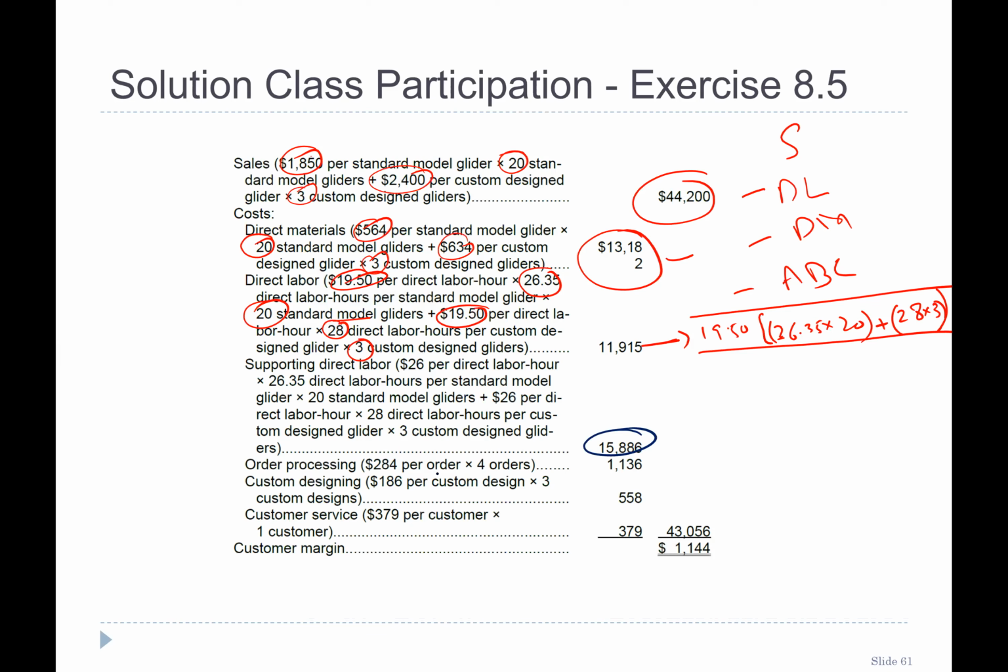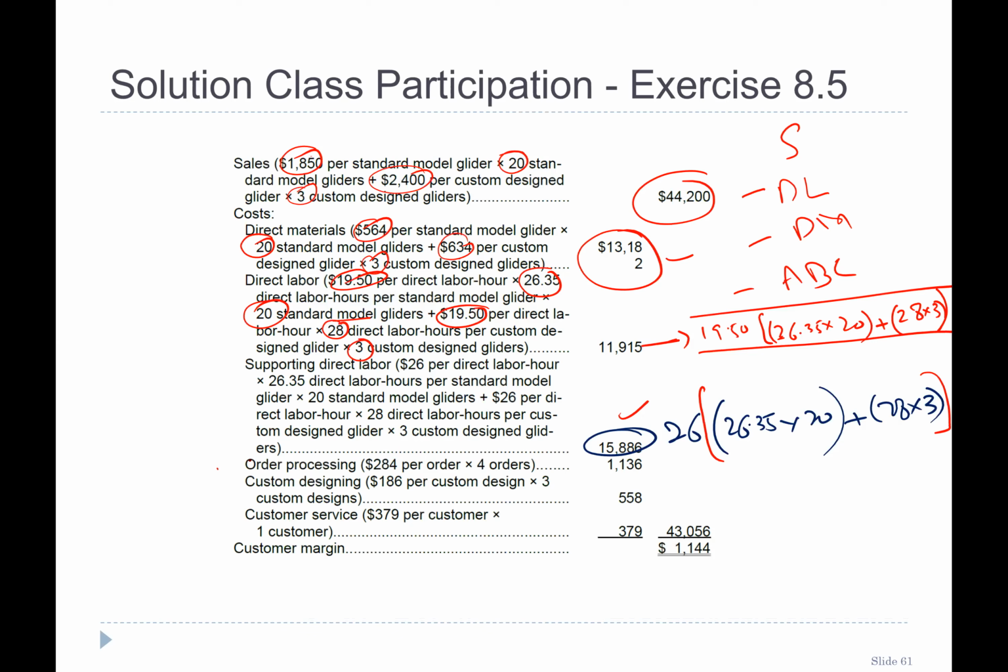And now where this supporting direct labor cost came from. Similarly, the total direct labor of our supporting labor hour cost is 26. So per labor hour required to complete standard model 26.35, and we sold 20, right? Plus 28 multiplied by 3, and if you solve this, answer would be 15,886. Please double check that. Right, guys?